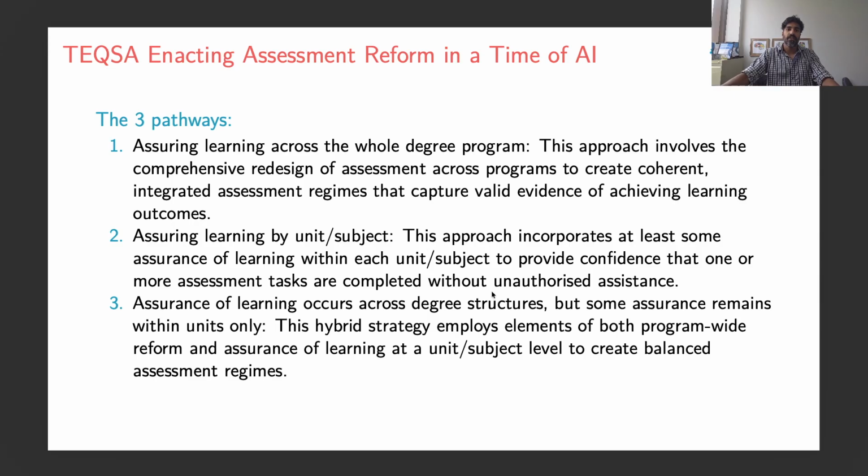So this essentially provides confidence that one or more assessment tasks are completed without unauthorized assistance. So it's really assuring that the learning is occurring within each unit. The challenge with this is that sometimes it can mean that every unit has certain assessment tasks, such as invigilated final exams, which may not be necessary with the first pathway approach, where those invigilated final exams or other forms of assessment are at critical points rather than every single unit.